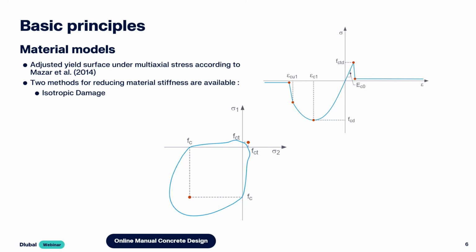Two models are implemented for the reduction in material stiffness. The first is isotropic damage. Here, the element's stiffness is reduced isotropically, so uniformly in all directions, independent of the loading direction. The second is anisotropic damage. Here, the reduction is applied only in the direction of the overstress, meaning the direction that generates the excess stress.